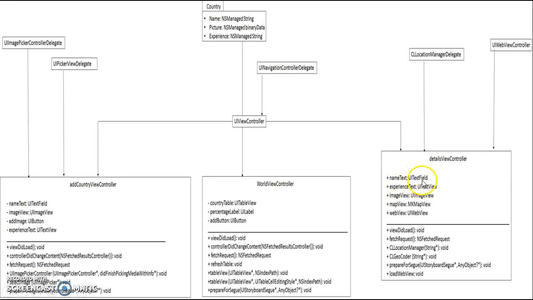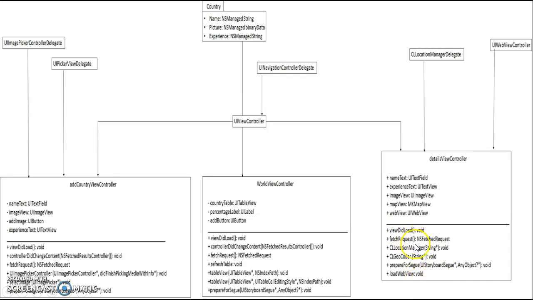It has a UI text field to show what the name is, a UI text view for the experience the user had there. There's the image view, which is a UI image view. It shows the picture that you chose for this country. There's the map view to show, for geocoding, where your country is in the world, and then web view to show the Wikipedia page regarding this country.